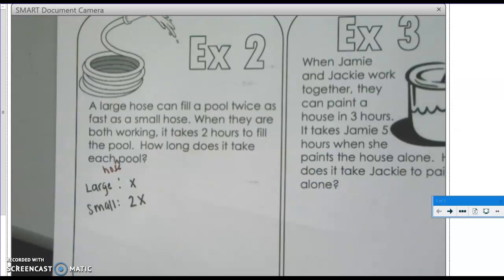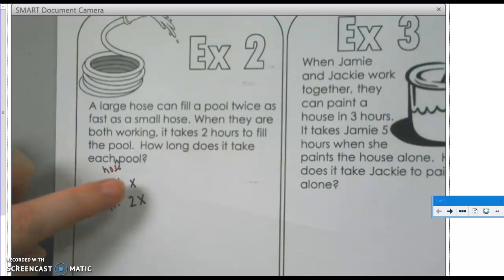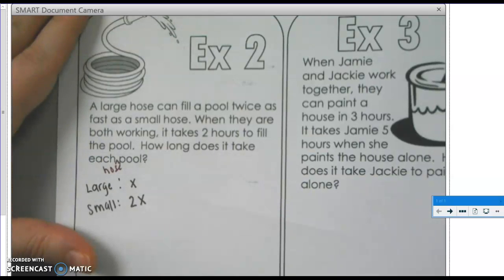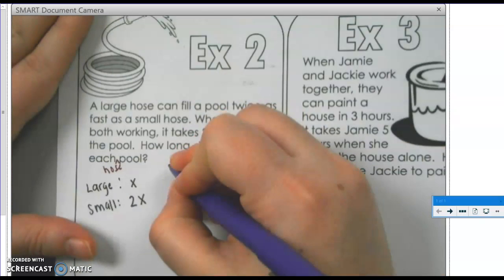So again, even though it's saying the large hose can fill a pool twice as fast as the small hose, that technically means it takes the small hose 2 times longer, because the large hose is faster, so it needs less time. If you got those mixed up, when we get to the end and we actually solve it, we can go through how to analyze your answer.